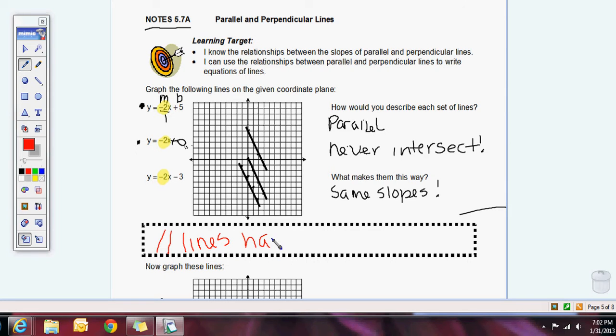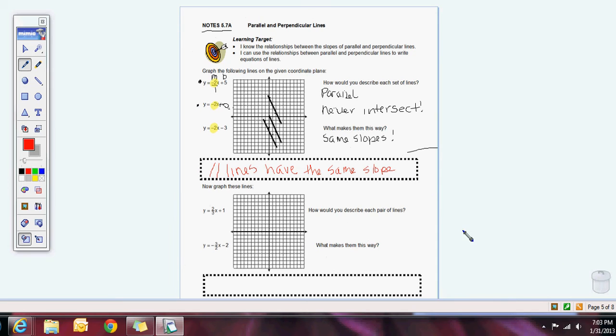have the same slope. Always, always, always. So that's going to make your life easier. All right, let's scroll down here a little bit.